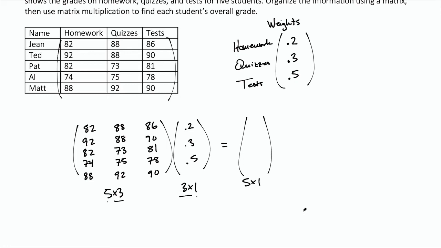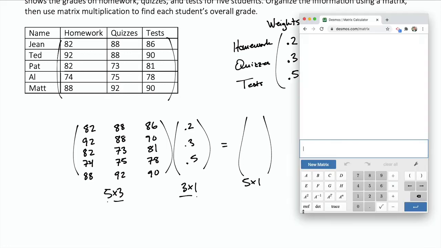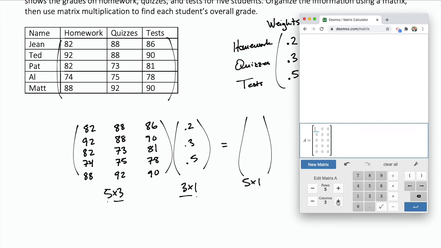So I want to show you how to do this in a calculator. And we're going to go ahead and just use the Desmos matrix calculator. So if you go to desmos.com and then /matrix, you'll be able to do this multiplication in a calculator. So we're going to create these two matrices. So new matrix, and you can change how many rows and columns. So this is the first one is 5 rows and 3 columns. So 5 rows and 3 columns.